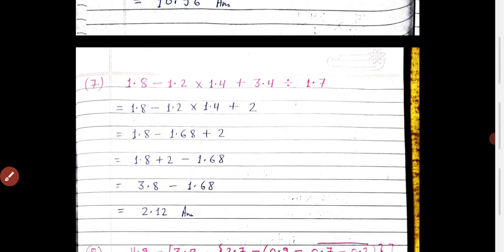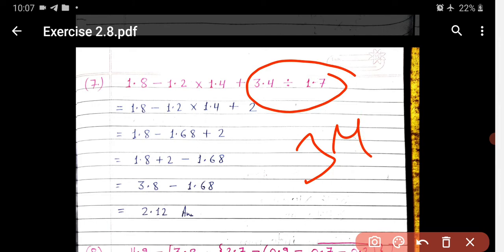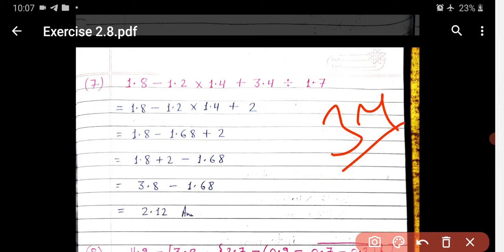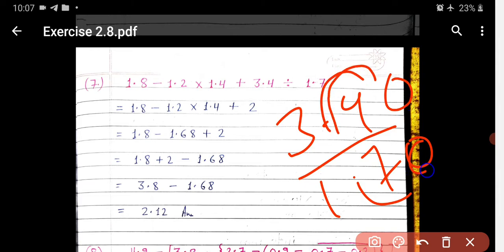Now come to question number 7. Question number 7 is 1.8 minus 1.2 multiply 1.4 plus 3.4 divided by 1 by 7. First you have to solve divide according to BODMAS. So 3.4 divided by 1.7. Remove the decimal, increase 0, remove the decimal, increase 0. When you remove this decimal, 1 0 comes downside, remove this one and 1 0 comes upside. They will cut each other.